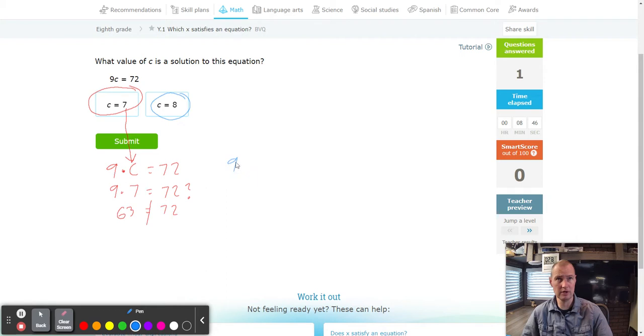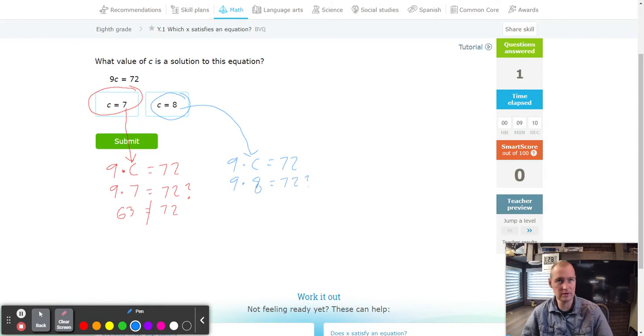So now we're going to try the blue equation. We got 9 times C equals 72. Well, where did that equation come from? Right here, where it says 9C equals 72. So what I'm going to do is take that 8 and plug it in for C for kitty cat. Woo! All right. So now we got 9 times 8 supposedly equals 72. And that's what the question mark is for, supposedly.